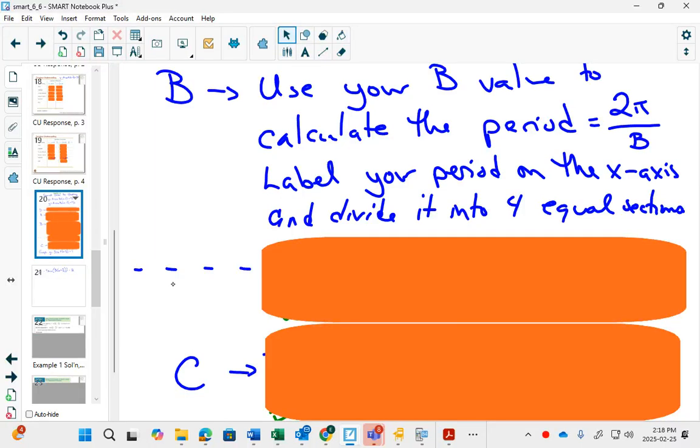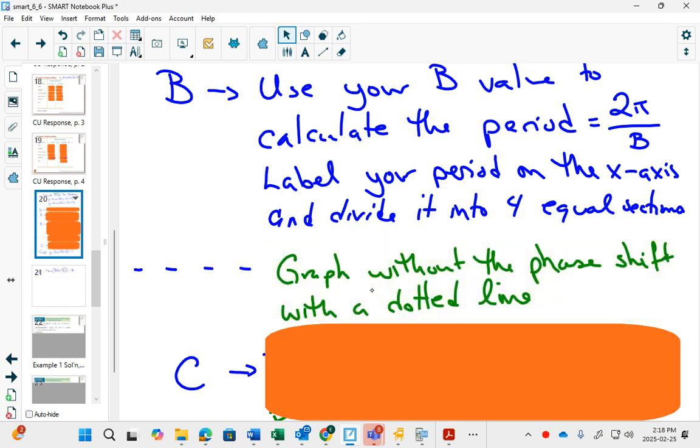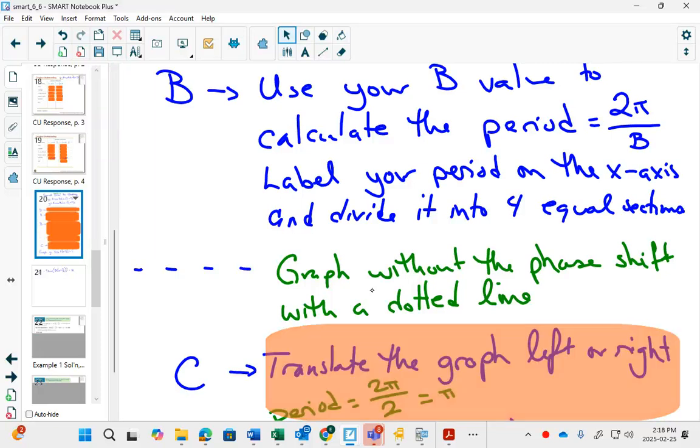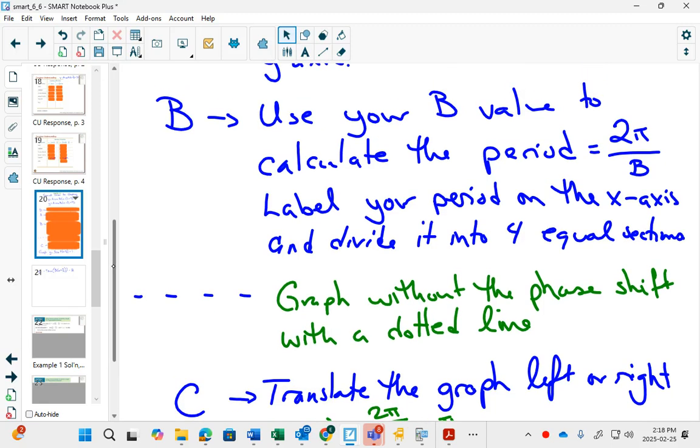The dash actually means something in DAB C. So what you do is after you've done the DAB, then you graph everything with a dotted line. So the dash means graph it with a dotted line without the phase shift, so you can get an idea what it would look like without a shift. Because our shortcut for the shift was draw the original and then just shift everything over a little bit. So we do the DAB part, which gives us a whole bunch of information, but then we draw it without the shift, which then allows us to do the C part, where we can translate our graph either left or right.